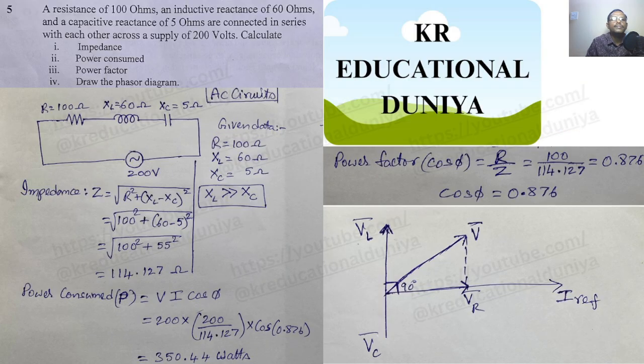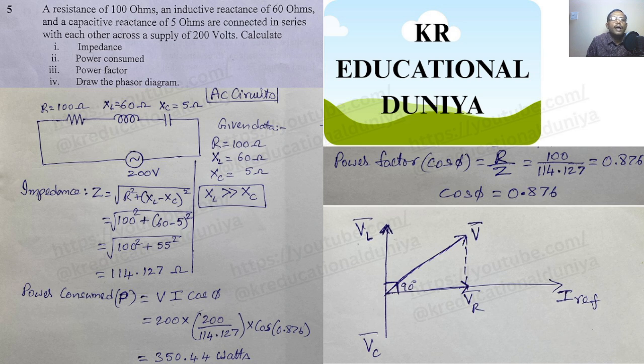Next question. A resistance of 100 ohms. This question also comes under AC circuits only. A resistance of 100 ohms, an inductive reactance of 60 ohms and a capacitive reactance of 5 ohms are connected in series with each other across a supply of 200 volts. Calculate impedance, power consumed, power factor and draw the phasor diagram.